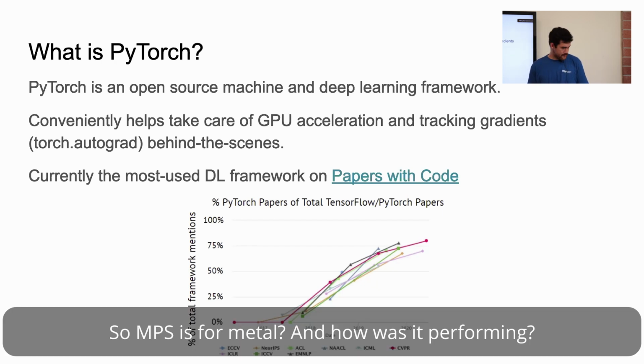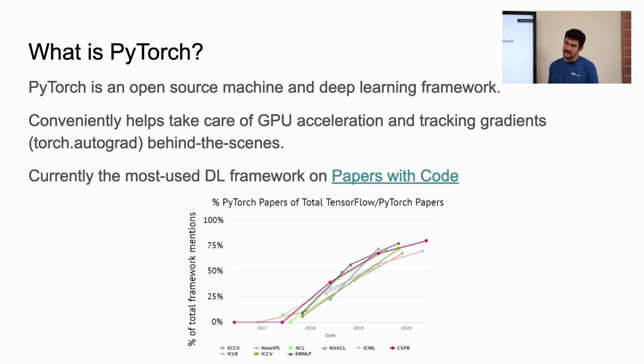And so MPS is for Metal? Yeah. Okay, and how was it performing? Yeah, it was pretty good. I've got an M1, and I thought it was reasonable, though I haven't tried to train some 90 million parameter model or anything with it. I just mostly played around on the Mac. But if they can handle MPS and CUDA, then whatever OpenCL is, I wouldn't be surprised if they have certain compatibility with it.